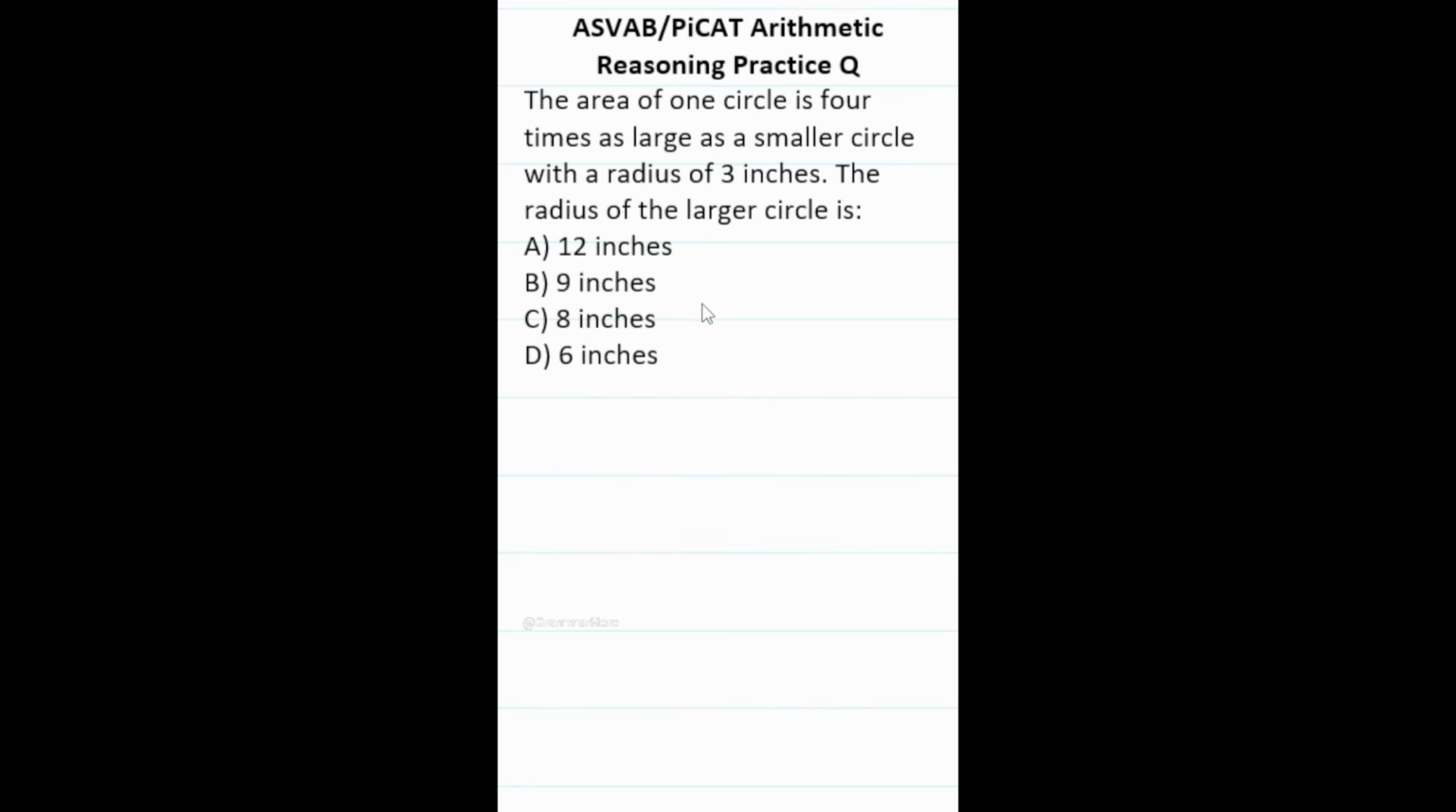This ASVAB PiCAT arithmetic reasoning practice test question says the area of one circle is 4 times as large as a smaller circle with a radius of 3 inches. The radius of the larger circle is.